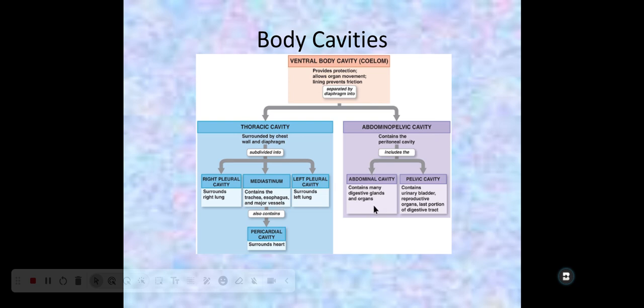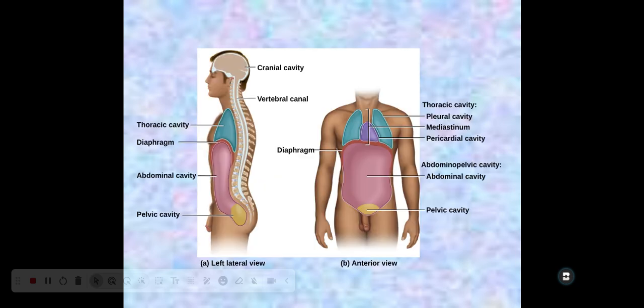Okay, and remember, your abdominal cavity is going to contain your digestive organs. Remember, parts of your ureter coming from your kidneys. And then your pelvic cavity is going to contain your bladder, your reproductive organs, okay, and the last part of your digestive tract, right? So that's a good flow chart to have.